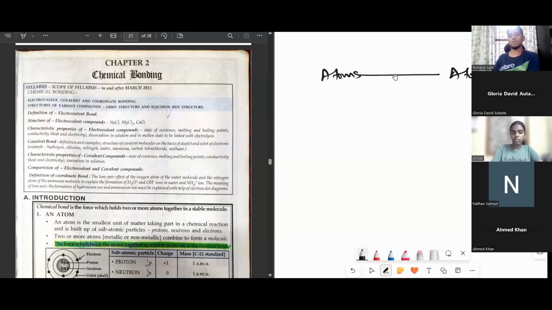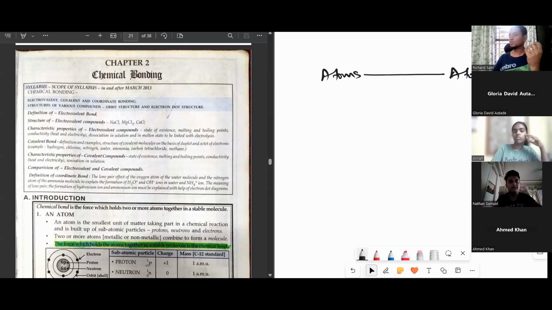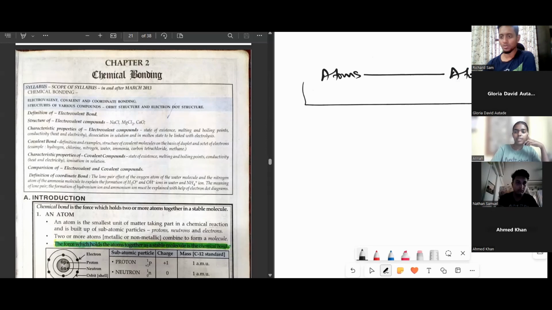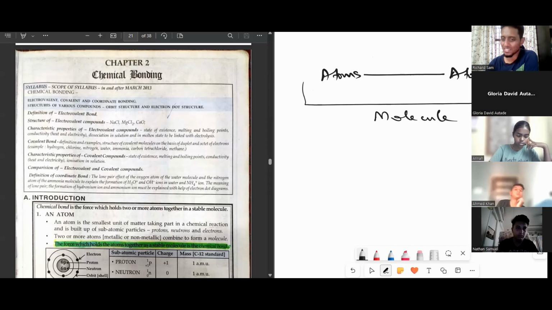Now, when atoms are held together, what do we call them? When you join two atoms together, that's a molecule, right? So these two atoms together, when they join, they become a molecule. Now these two atoms could be of the same type or they could be different. If they're of the same type, for example, oxygen atom joining with oxygen atom, then we get an oxygen molecule.